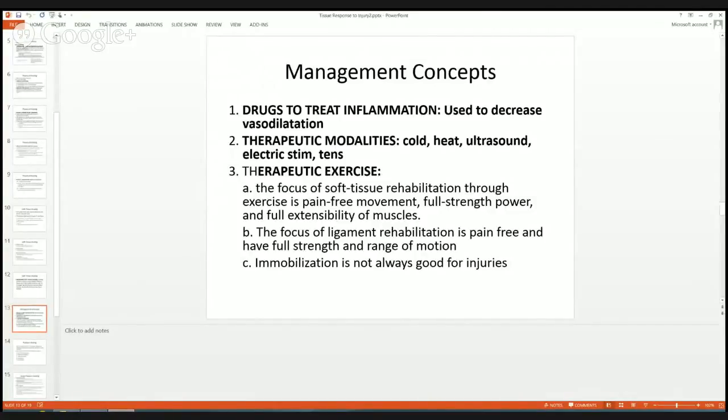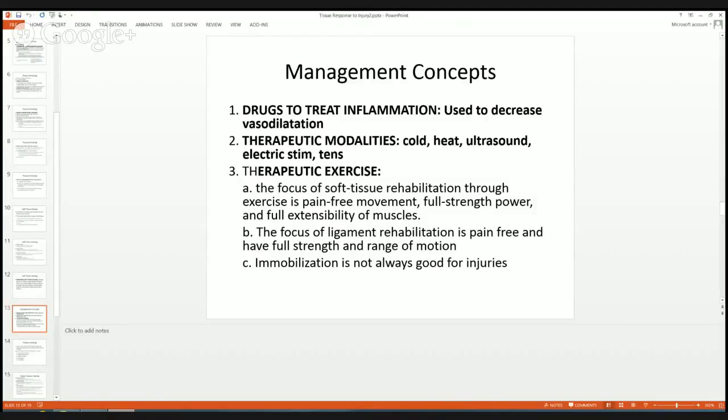And immobilization is not always good for injuries. Back in the day, 30, 40 years ago, somebody would get an MCL sprain, and let's say they did a grade 3 MCL. If you got an isolated grade 3 MCL, how many of those do you see have surgery today? Zero. Essentially zero. All right?